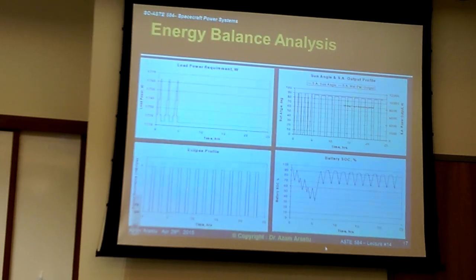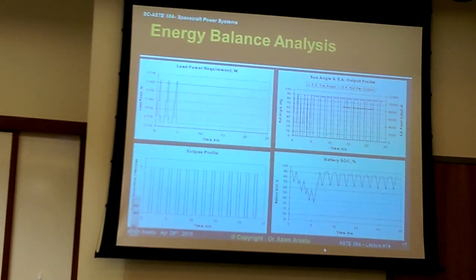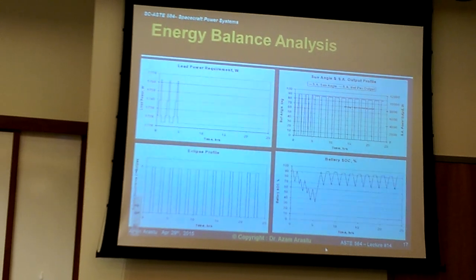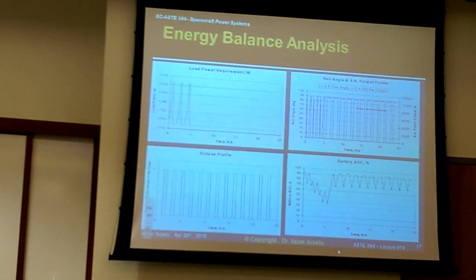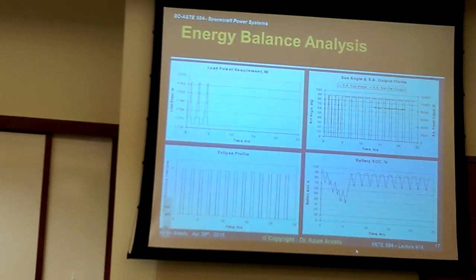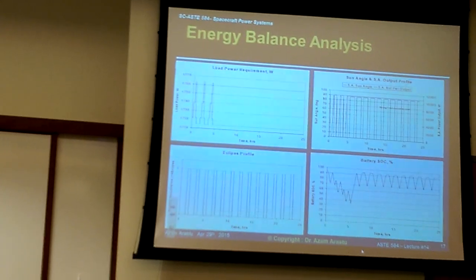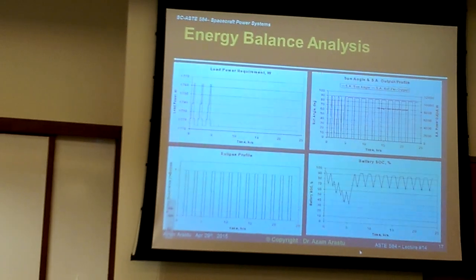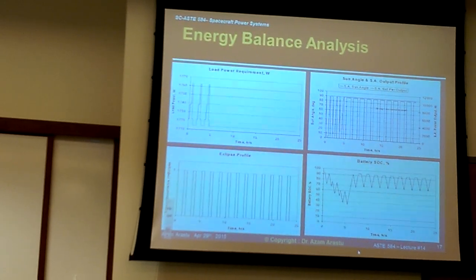And in this case, plotting this against battery state of charge, or DOD, you can see the depth of discharge is about 60 to 65%. And if I have a minimum requirement on the battery, the DOD cannot go below it. So with this plot, I can see how far down I'm coming.